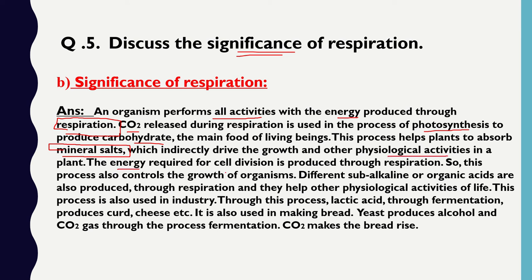The energy required for cell division is produced through respiration. So this process also controls the growth of the organism. That is another important point: it controls the growth of the organism. You must remember that. And different sub alkaline or organic acids are also produced. What kind of acid do they produce? Organic acid and sub alkaline, through respiration.